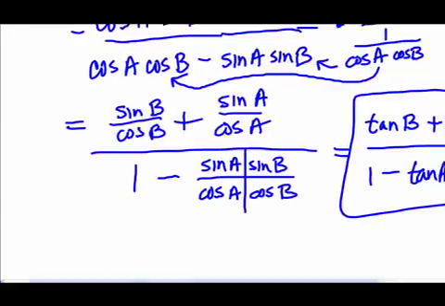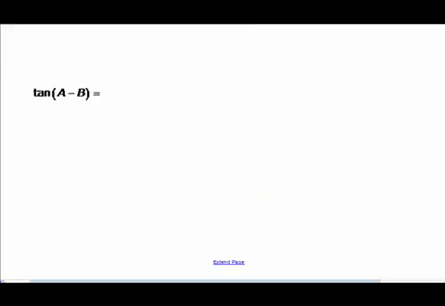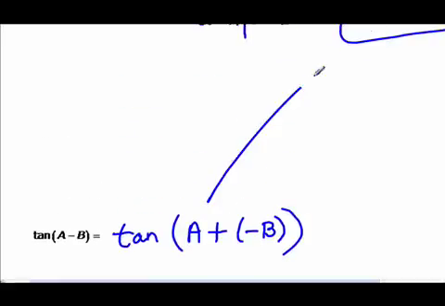For the sake of time, like I said, we derived tangent of A plus B. For tangent of A minus B, all you have to do is think of it as the tangent of A plus negative B, and plug those two angles into the one we just derived, and that would lead to the identity that you're seeing. Okay?